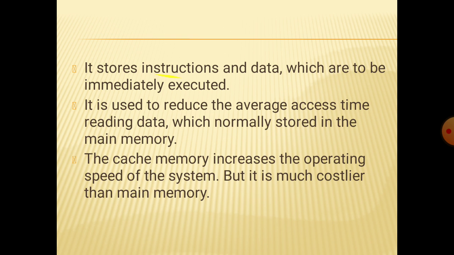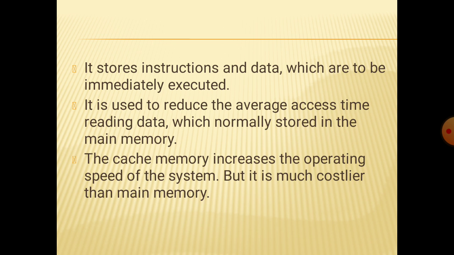So it stores instructions and data which are to be immediately executed. It is used to reduce the average access time of reading the data which is normally stored in your main memory. So all the data in your main memory is also stored in cache memory, so usually it reduces the average access time of reading the data from your main memory.